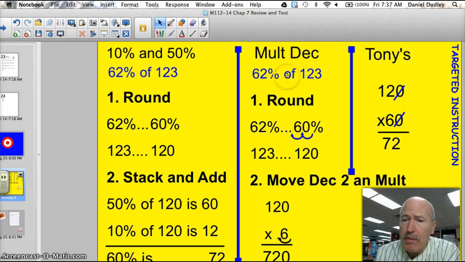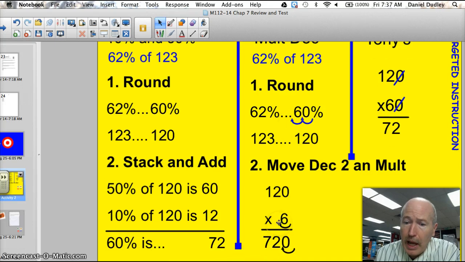This is basically the same method, because you still round. 62% becomes 60%. 123 becomes 120. But now you're going to move the decimal 2 spots and multiply. When I take the percentage, 60%, and make it into a decimal, it becomes 0.6. See how I moved it 2 spots? Divided by 100. Move it 2 spots, and I've got 0.6.